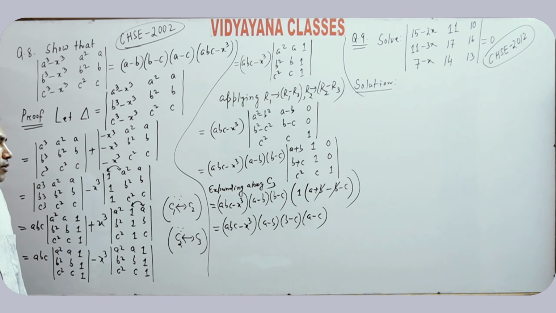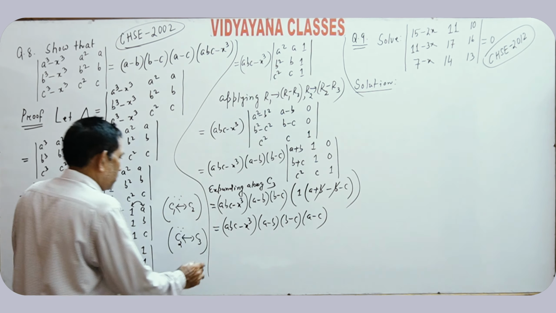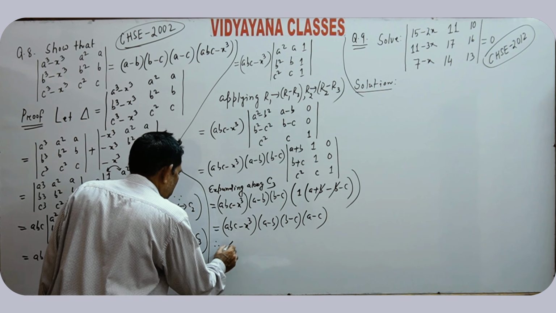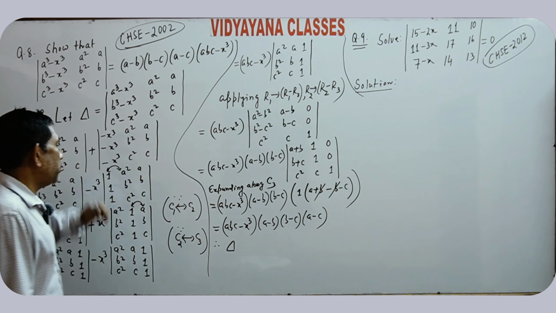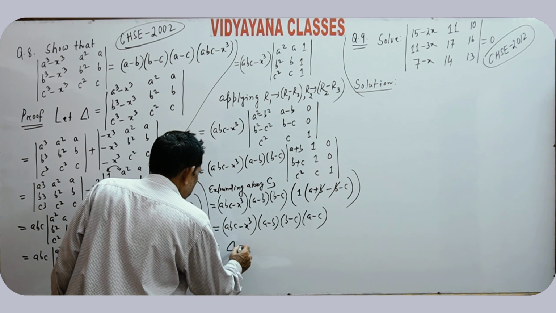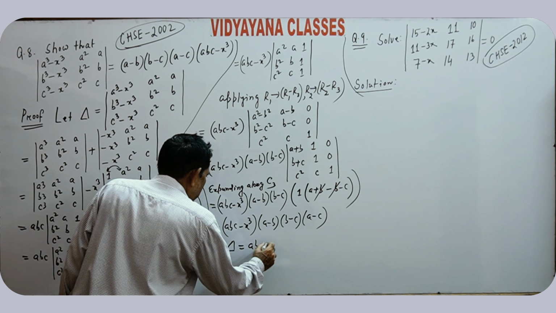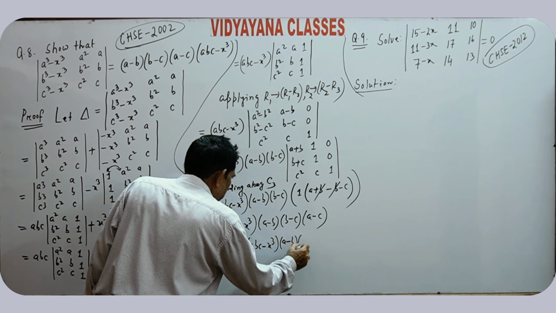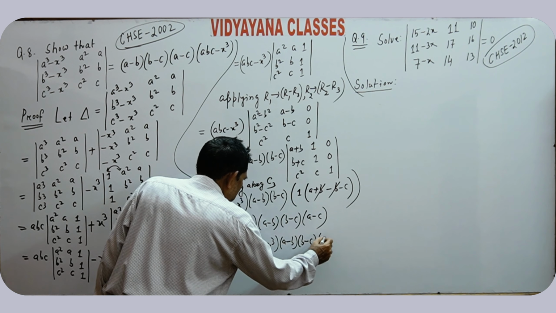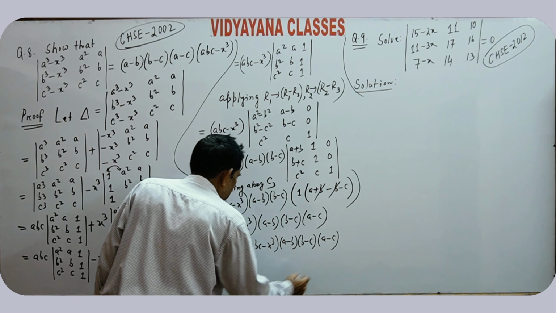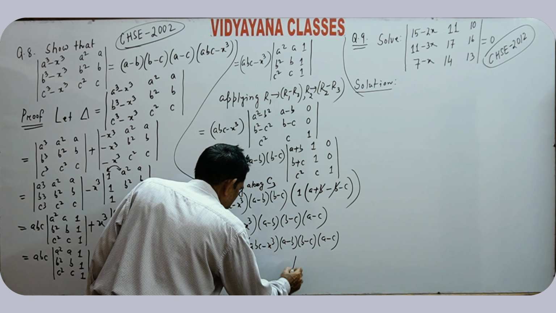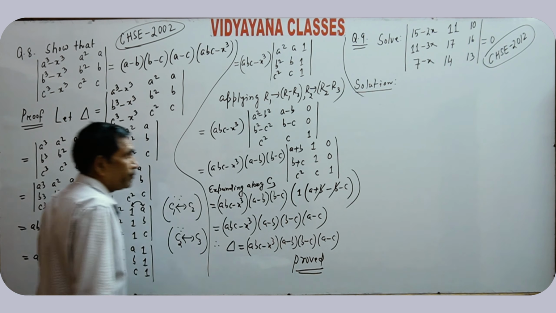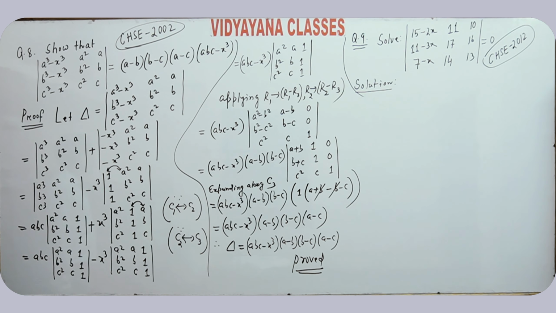Clear? Therefore, del, the given determinant, is equal to ABC minus SQ, A minus B, B minus C into A minus C. Proved. So the given statement is proved. Clear?